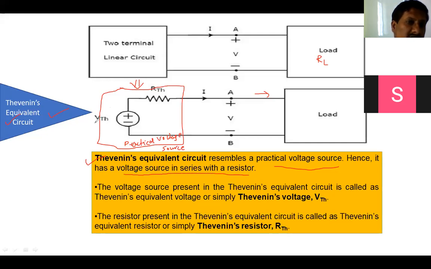Now the question is how to find out this voltage VTH and how to find out the RTH. First of all, you have to make the A and B terminals open. Any load resistor that is there, you can remove it. After making it open, you can find out VTH, the voltage between A and B. Similarly, you can find out RTH, that is the equivalent resistance measured between the two terminals A and B. VTH is the open circuit voltage, and similarly the equivalent resistance RTH you can find out. That is given here.